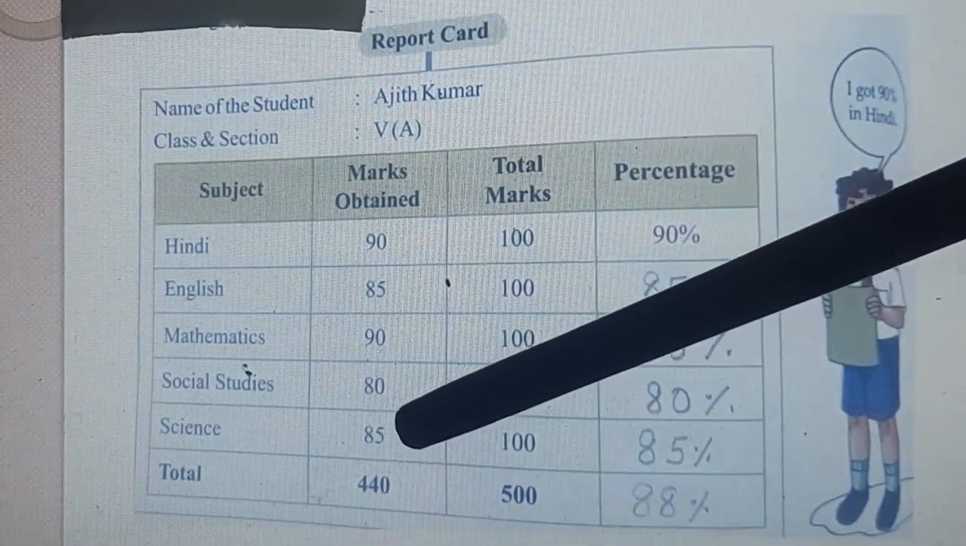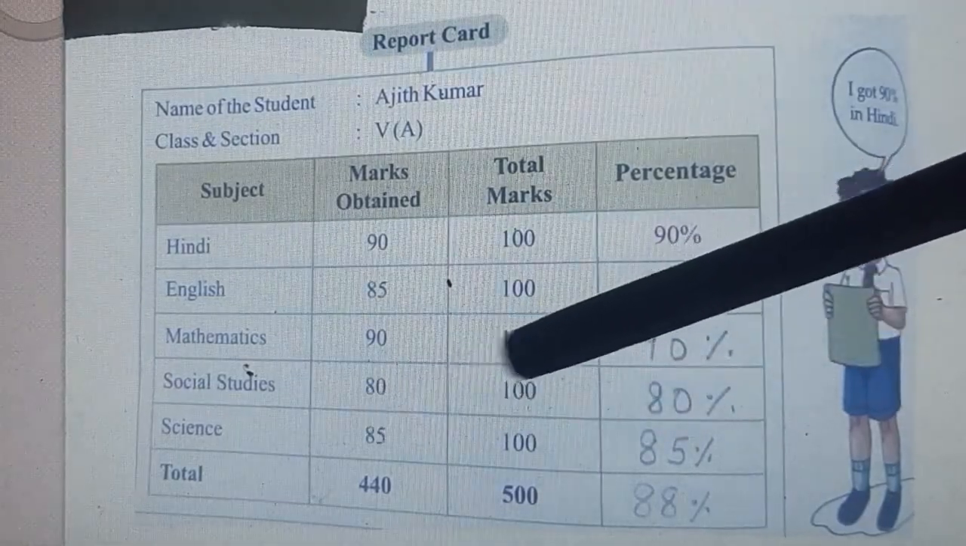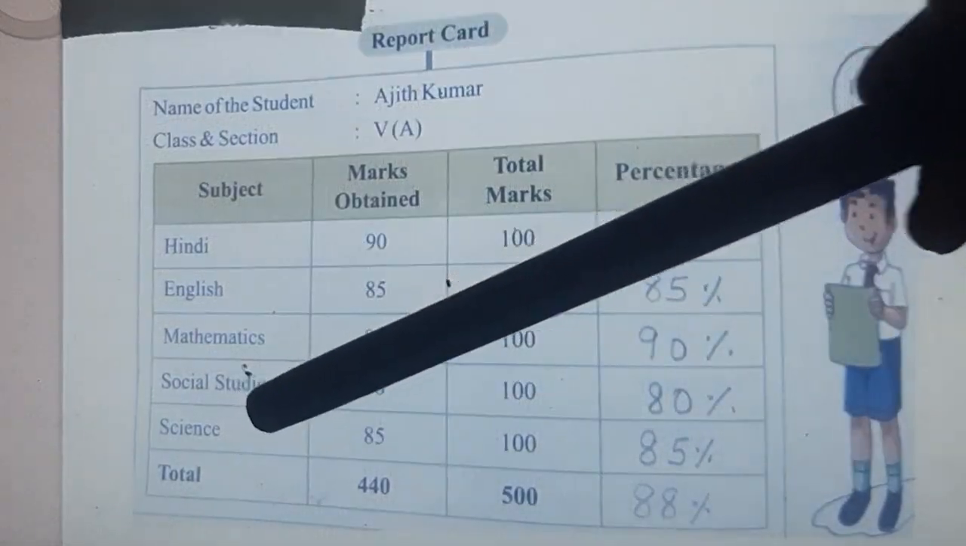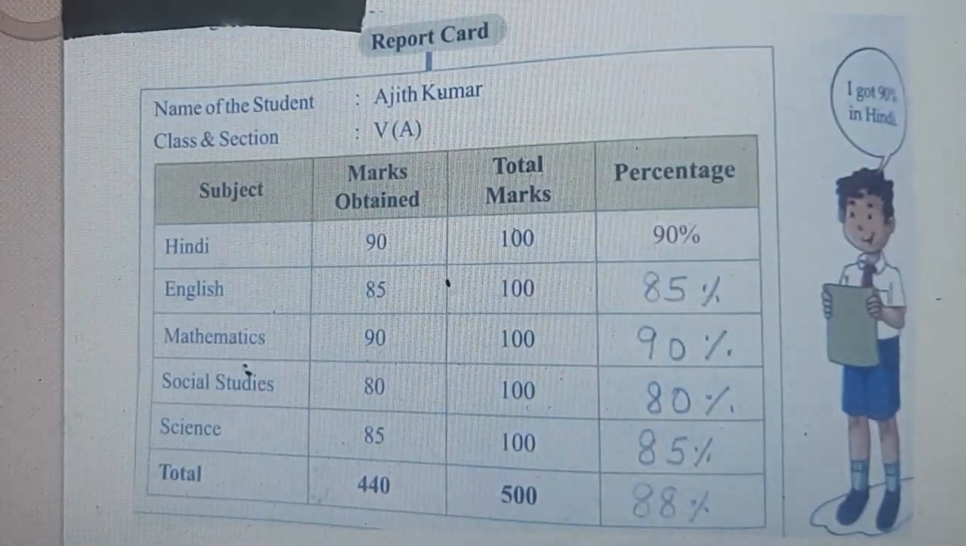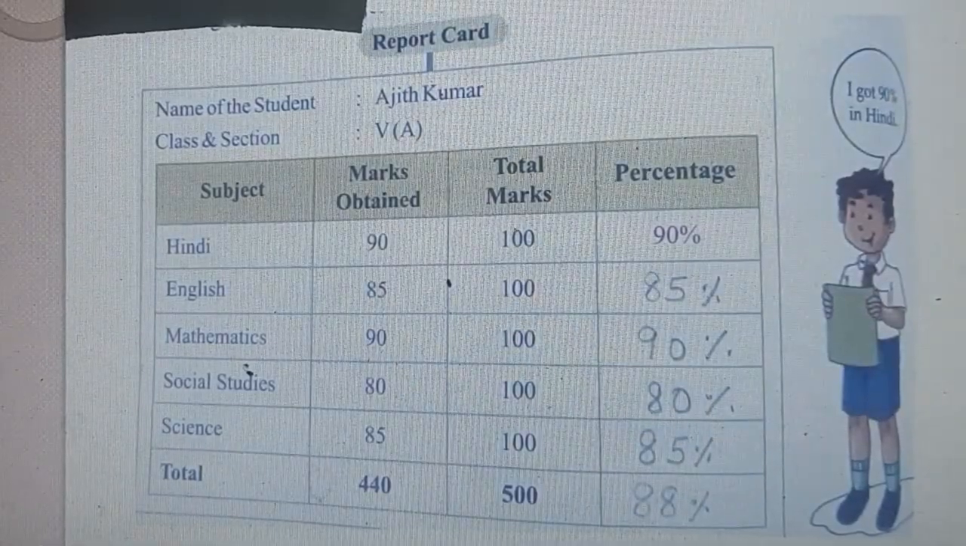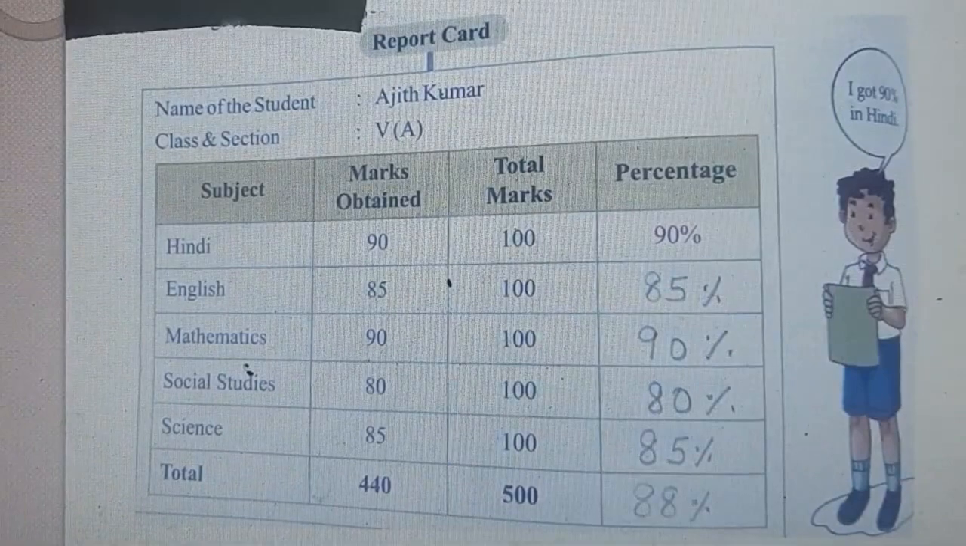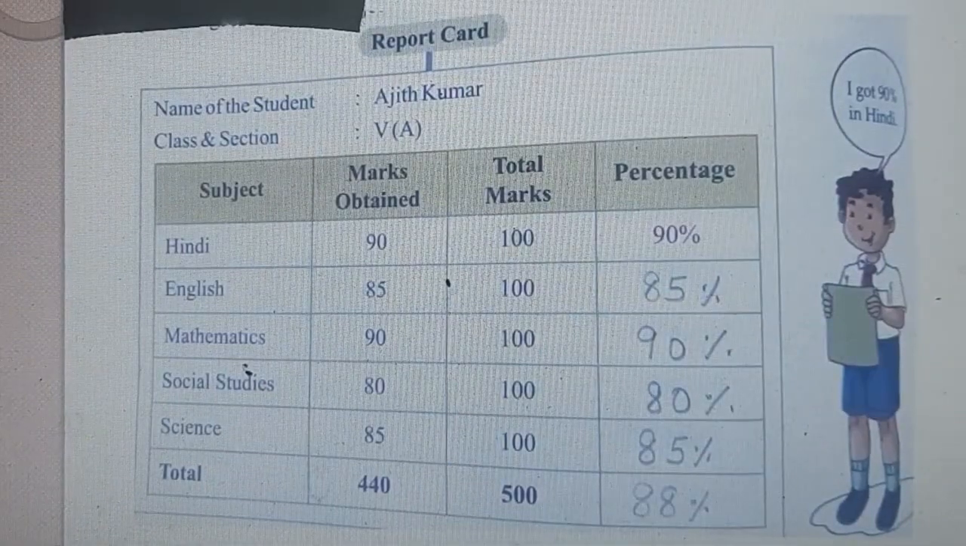Science. 85 marks out of 100. So 85% marks he got in science. Understood? So total marks he got 440 out of 500. Right? How he has got 88%, this I will explain you in next question. Okay?